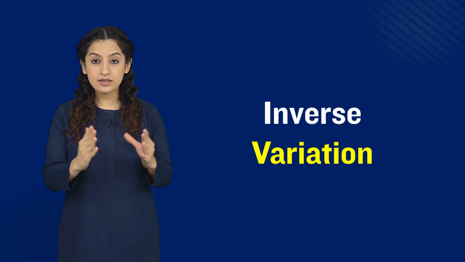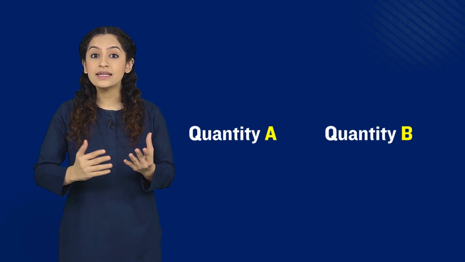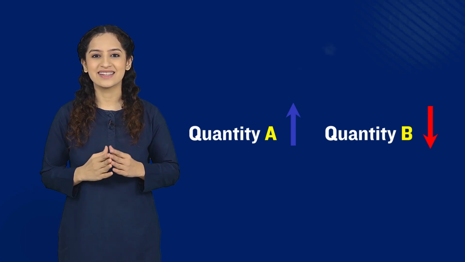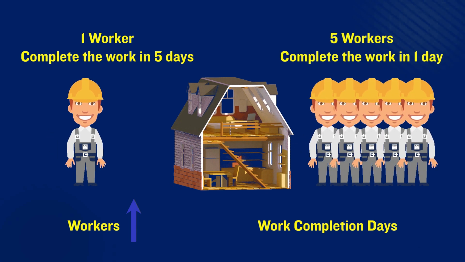Inverse. That means opposite, right? In this case, when one quantity increases, the other decreases. You can observe this kind of variation all around you. An easy example is that if we increase the labor, then the number of days to complete the structure will decrease. Unless you hired the wrong people, but then it's entirely your fault and not the variations.